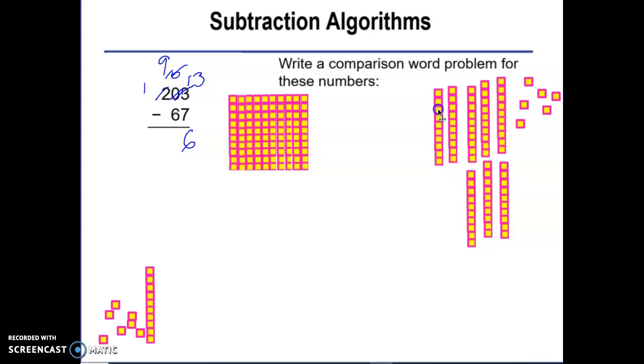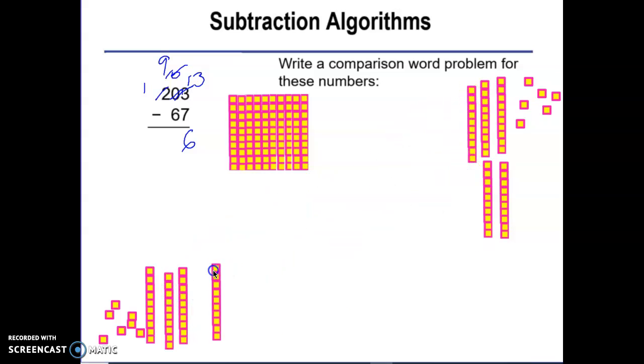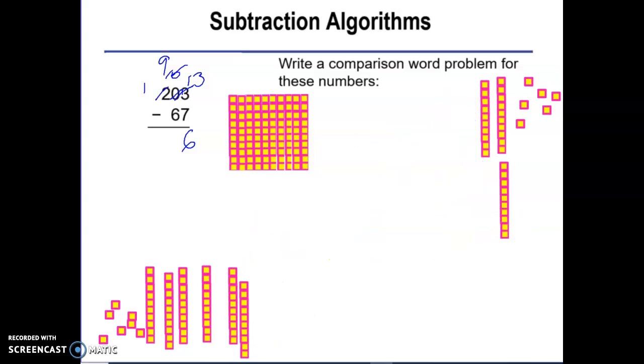So 1, 2, 3, 4, 5, 6. And what I have left is 1, 2, 3, which again is perfect because I memorized a couple years ago that 9 minus 6 is 3. And I have 1 flat, and I have nothing to subtract with, so I have 1 flat remaining. So what I have illustrated with my blocks here is that 203 minus 67 is 136.